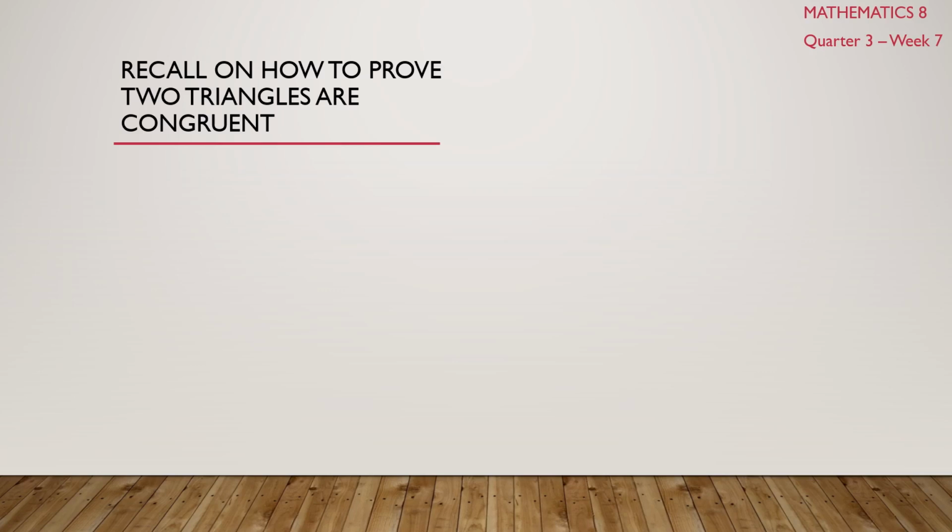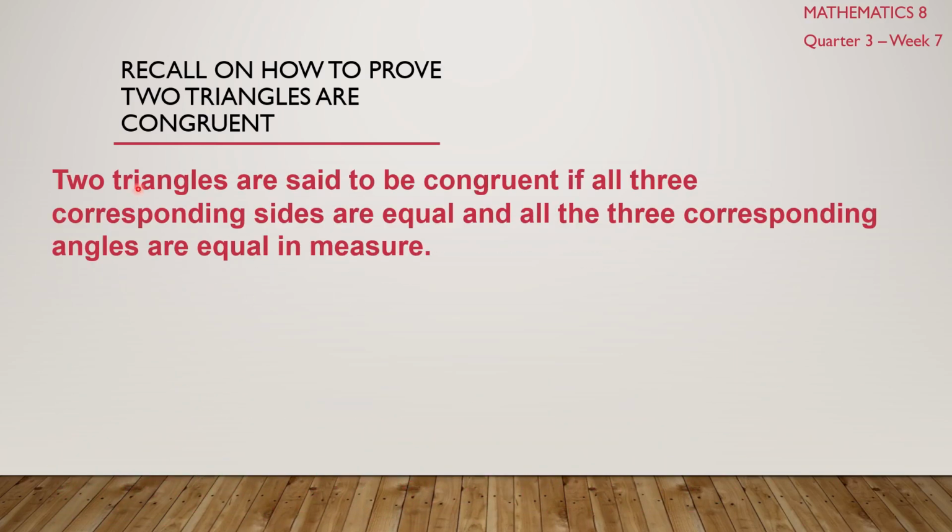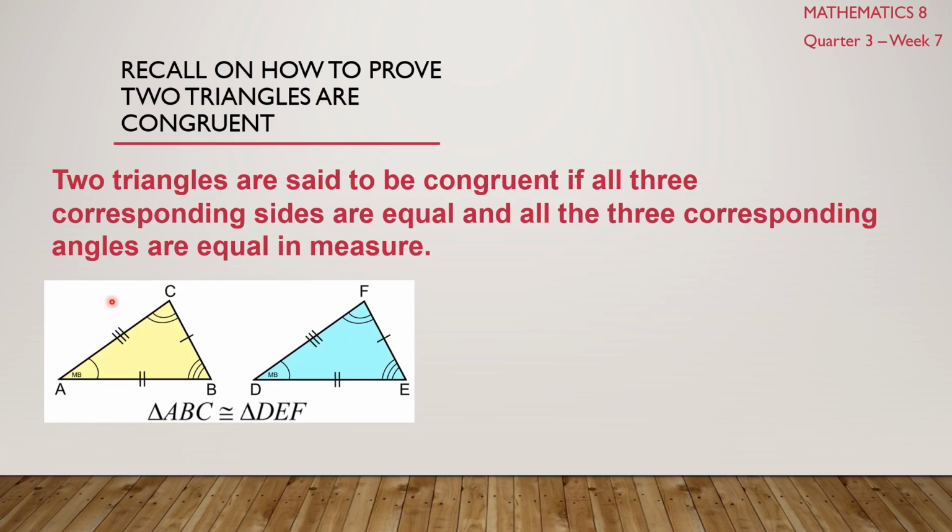So when do we say that the two triangles are congruent? Two triangles are said to be congruent if all three corresponding sides are equal and all three corresponding angles are equal in measure. Let's have an example. Triangle ABC is congruent to triangle DEF. Let's identify the corresponding congruent angles and their corresponding congruent sides.